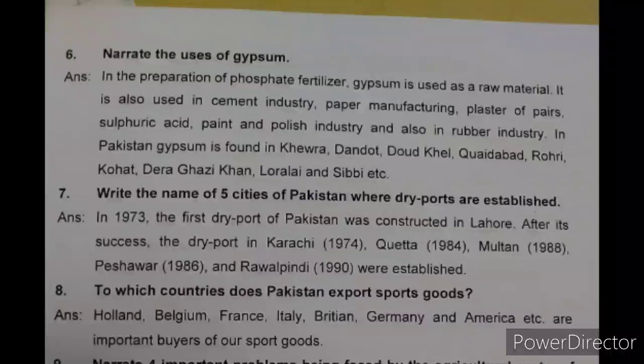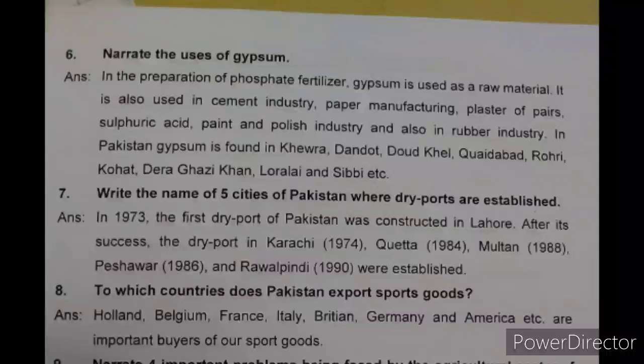Question number 7. Write the name of 5 cities of Pakistan where dry ports are established. In 1973, the first dry port of Pakistan was constructed in Lahore. After its success, the dry port in Karachi in 1974, and in Quetta 1984, and after that in Multan 1988, and Peshawar in 1986, and Rawalpindi in 1990 were established.